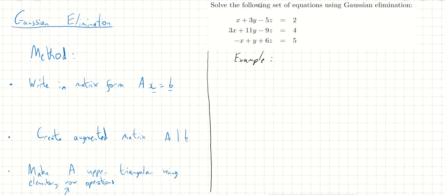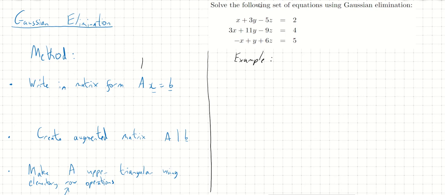In this video, we're going to look at Gaussian elimination, which is a method that we can use to solve simultaneous equations. We're going to use it to solve these three simultaneous equations on the right. So we'll do an example on the right, and on the left-hand side of the page, we're going to discuss the method. So the first step is to write our equations in this matrix form, Ax = b.